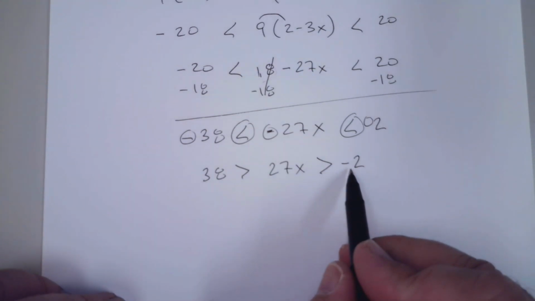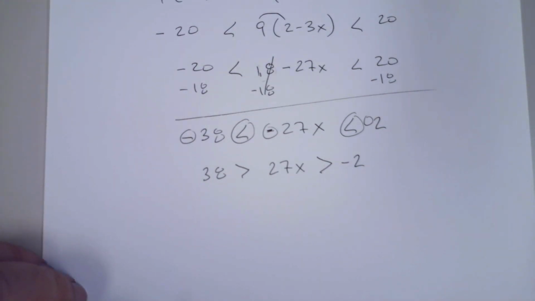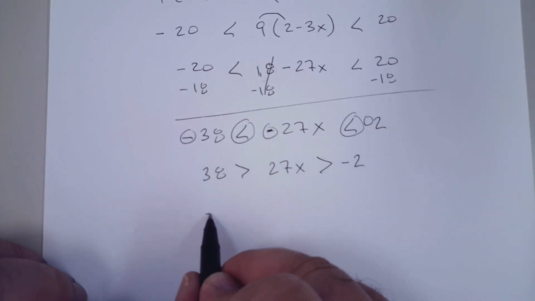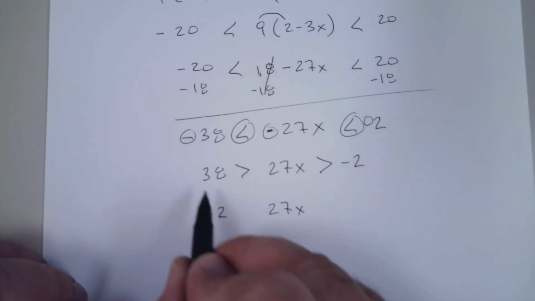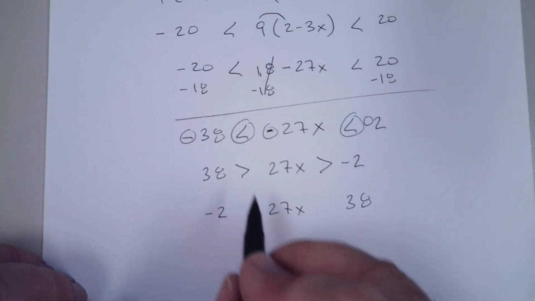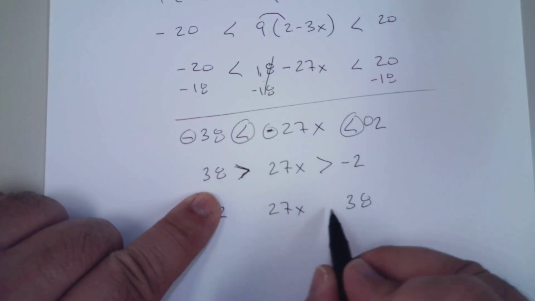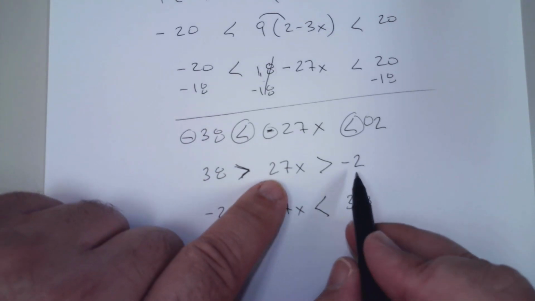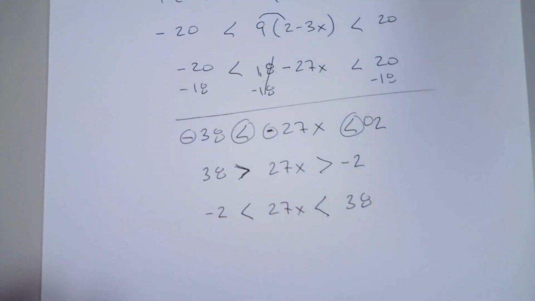This looks weird because the negative is to the right, so we could flip the entire equation over. I'm going to put the negative 2 over here. 27x stays in the middle. I want that 38 over here. So between 38 and 27, it's pointing at the 27. Between 27 and negative 2, it's pointing at the negative 2.